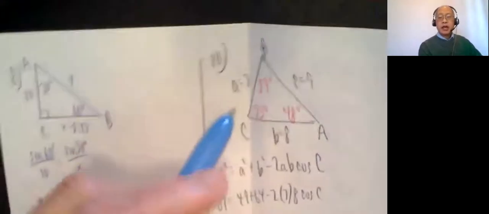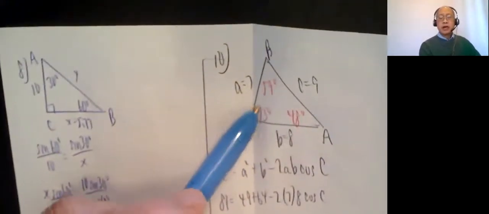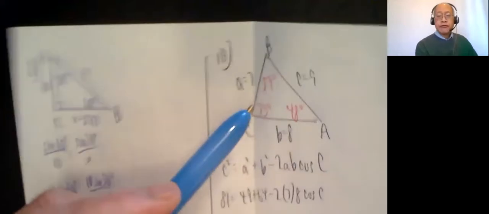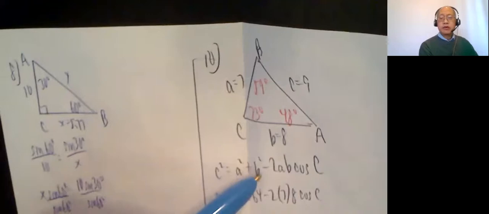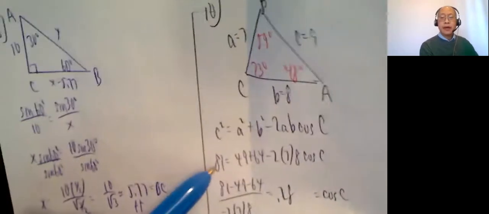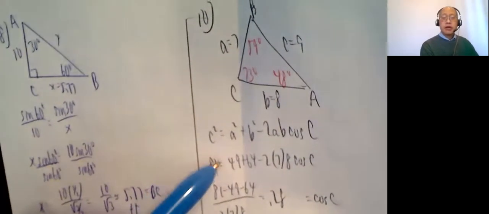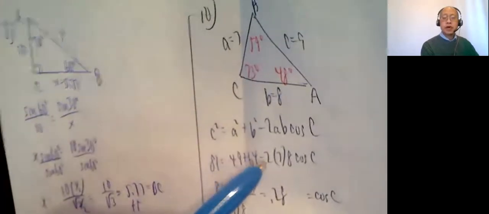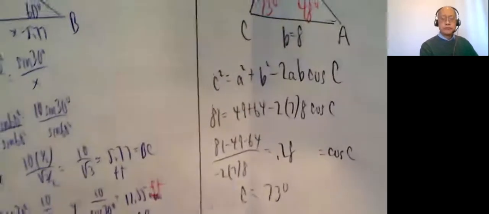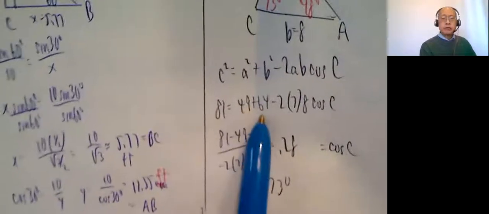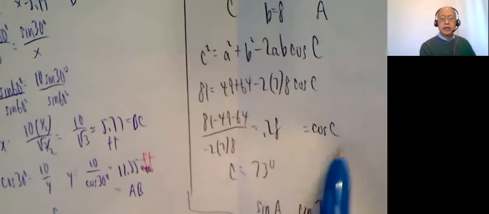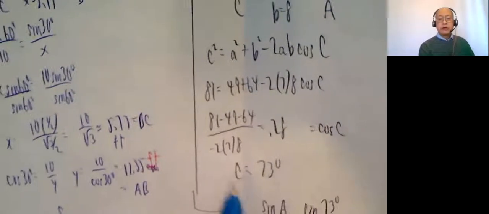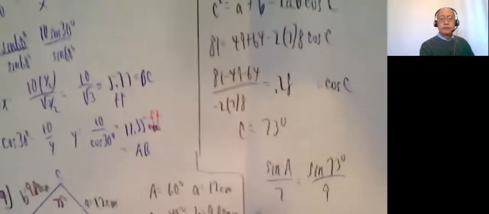Okay, number 10, 7, 8, and 9. I call them A, B, and C respectively. Aim for the largest angle first, so that'll be C. C squared equals A squared plus B squared minus 2AB cosine of C. Plug in. 81 equals 49 plus 64 minus 2 times 7 times 8 cosine of C. Subtract 49, subtract 64, divide by negative 2 times 7 times 8. Comes out to be about 0.28. That's the cosine of C. Do inverse cosine: C is 73 degrees.